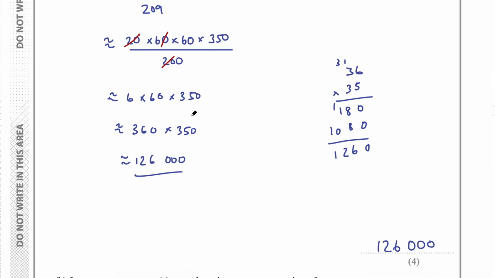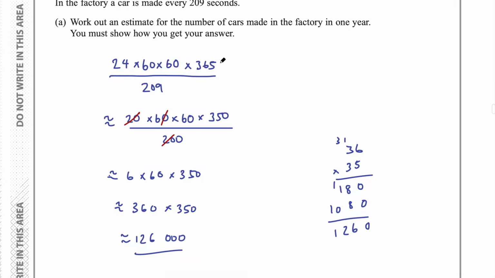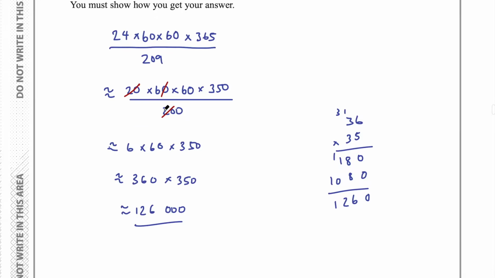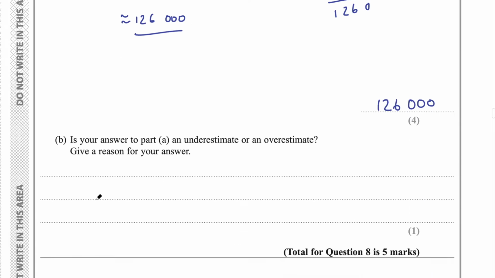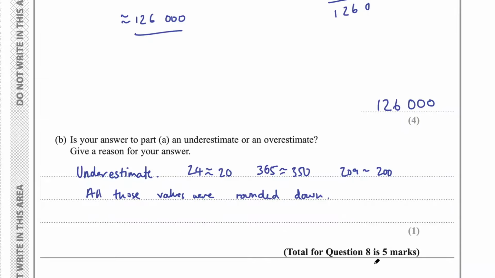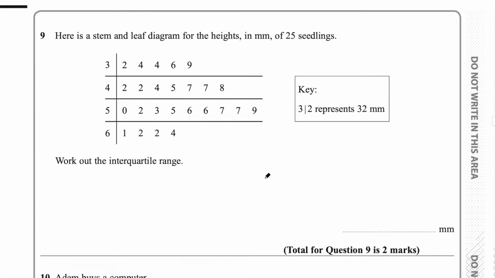So go back and look at your estimates. I've rounded 365 down to 350 and 24 down to 20, and also 209 down to 200. So mine's definitely going to be an underestimate. So underestimate because of all of the rounding down that I did. So what was it? 24 rounded to 20, 365 was rounded to 350, and 209 rounded to 200. All those values were rounded down. Okay, that's for 1 mark, and question 8 was 5 marks in total.